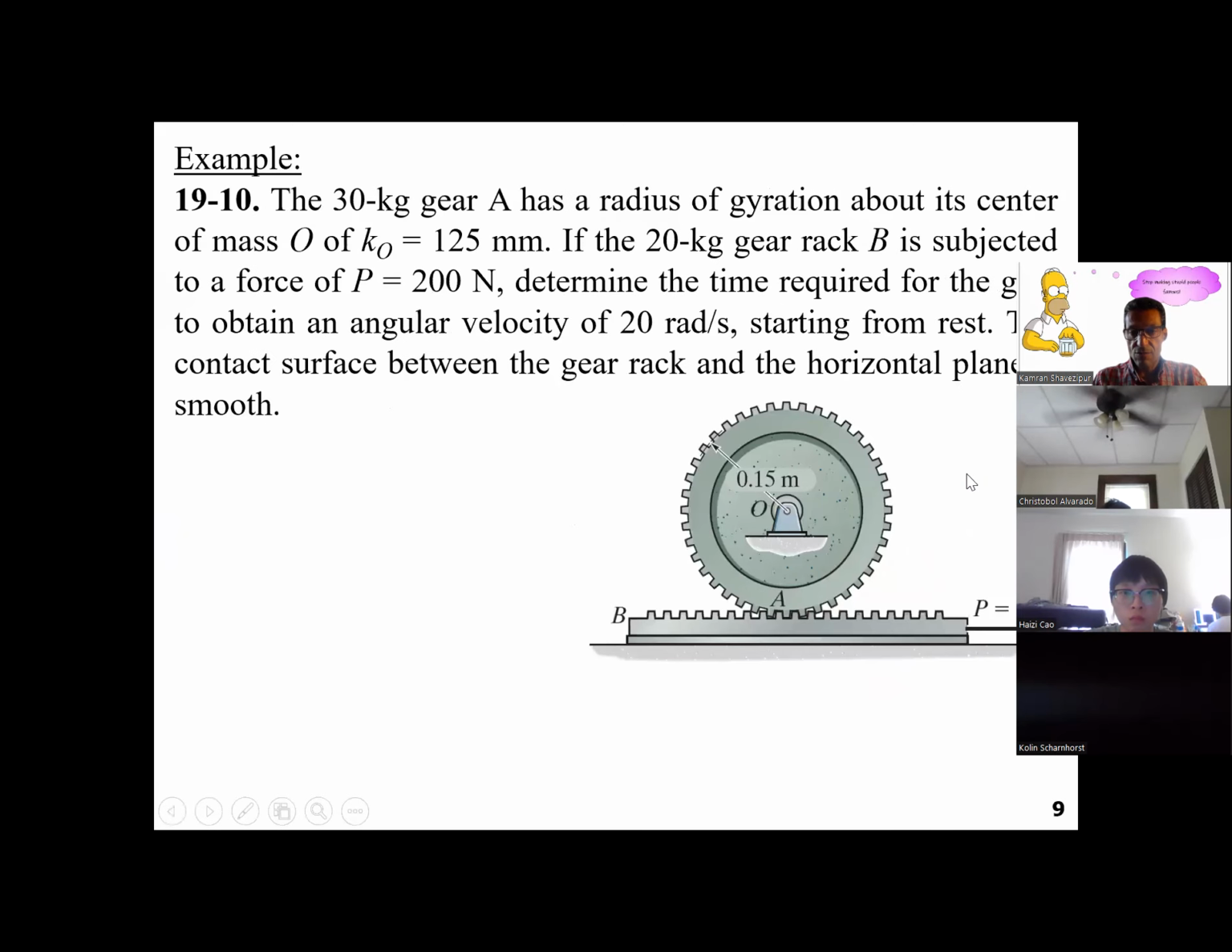So these are examples showing conservation of momentum. Now let's do some actual examples.